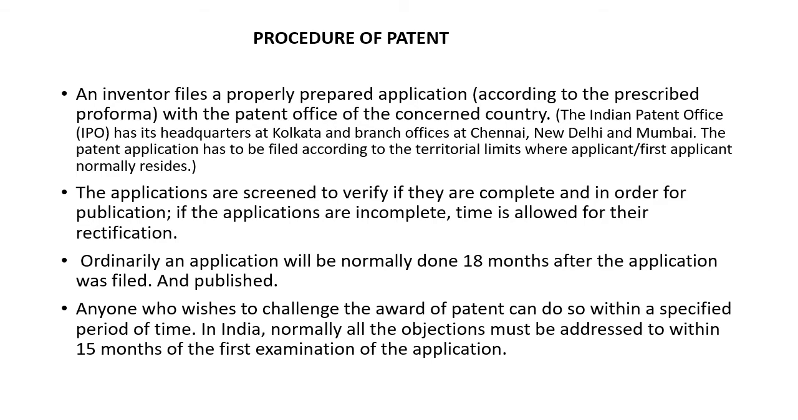In India, normally all the objections must be addressed within 15 months of the first examination of the application. So after the publication of the application, anyone who wishes to challenge it should inform the patent office within 4 months. Then the patent office will screen and examine the particular objections and convey them to the applicant, and after that the applicant may withdraw, modify and resubmit, or submit it with an explanation for the objections, but it should be done within 15 months.